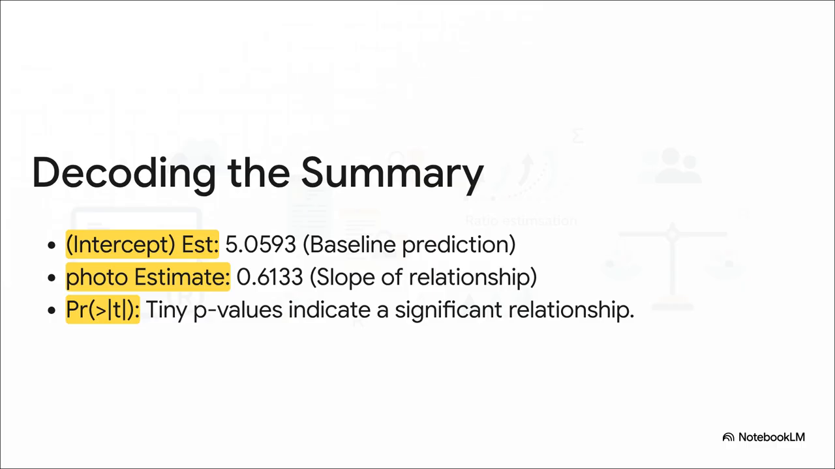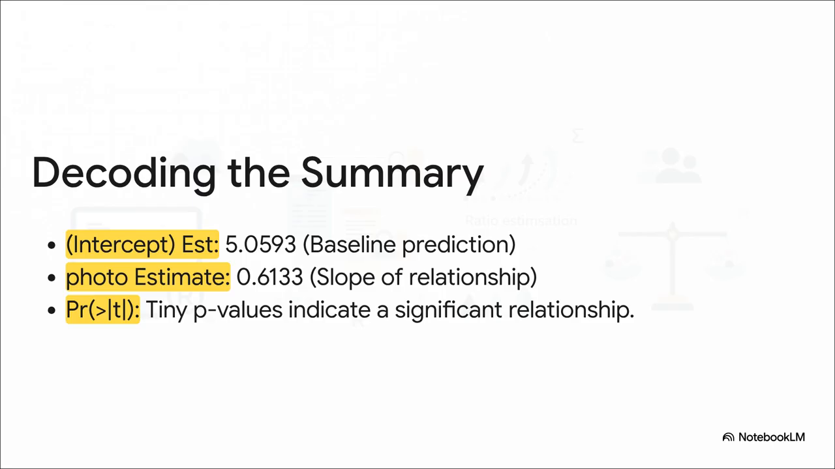The intercept, around 5.06, is our model's baseline. It's telling us that even if 0 trees were counted in a photo, our model would still predict about 5 trees are actually there in the field. The photo coefficient, 0.61, is our slope. It means for every 1 additional tree you count in a photo, the model predicts you'll find about 0.61 more trees on the ground. And those super tiny p-values just confirm that this is a real, statistically significant relationship, not just random chance.